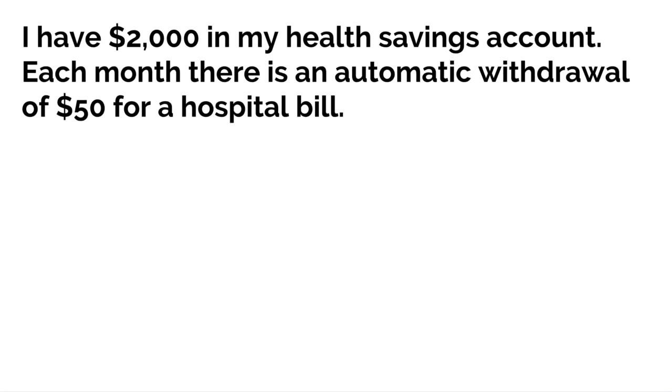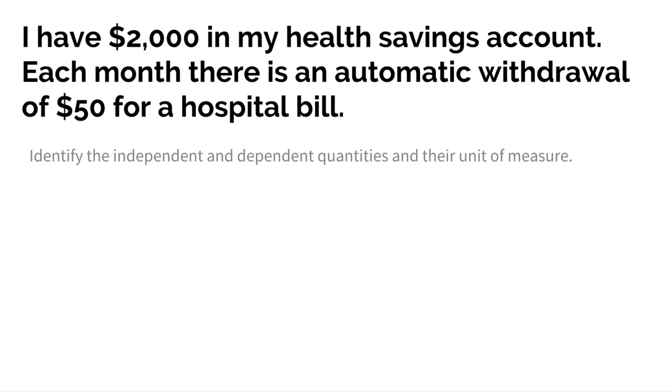All right, so here's the first scenario. I have $2,000 in my health savings account, and each month there is an automatic withdrawal of $50 for a hospital bill. So the first thing we need to do is identify the independent and dependent quantities and their unit of measure. Just like we did in chapter 1 and section 2.1, we decide what two things are changing. My balance is changing over time, and my balance depends on how many months have gone by. So my independent quantity is time in months, and my dependent quantity is my balance, and we measure that in dollars.